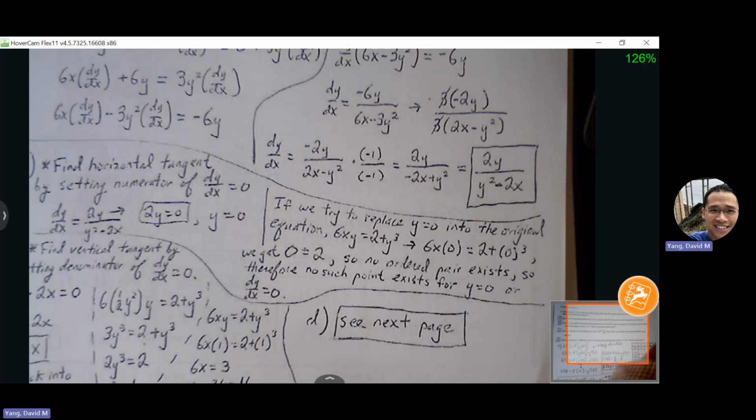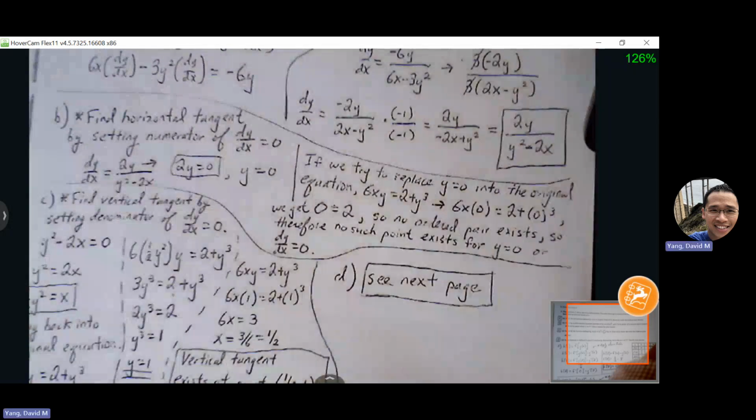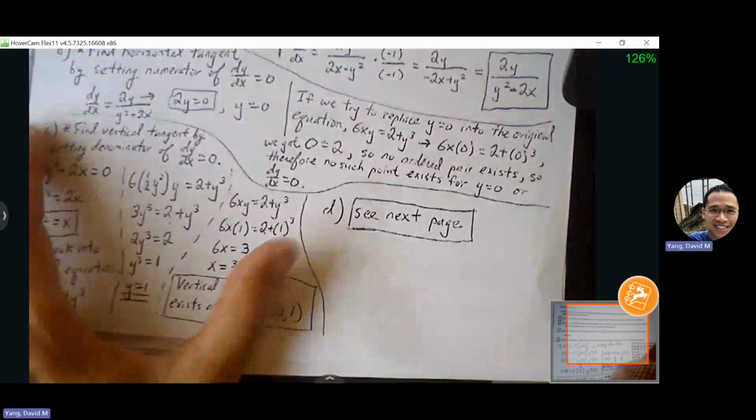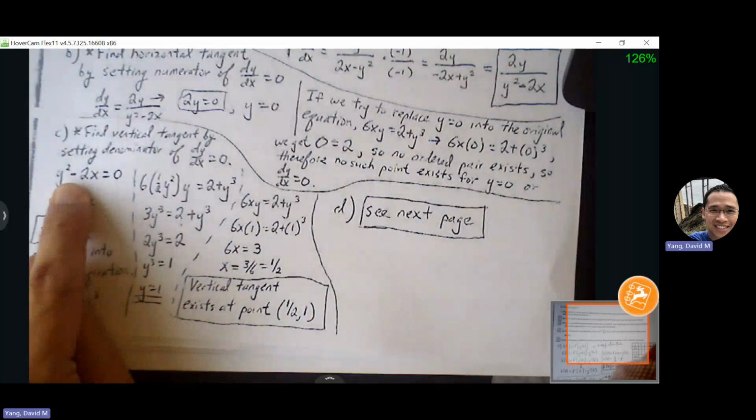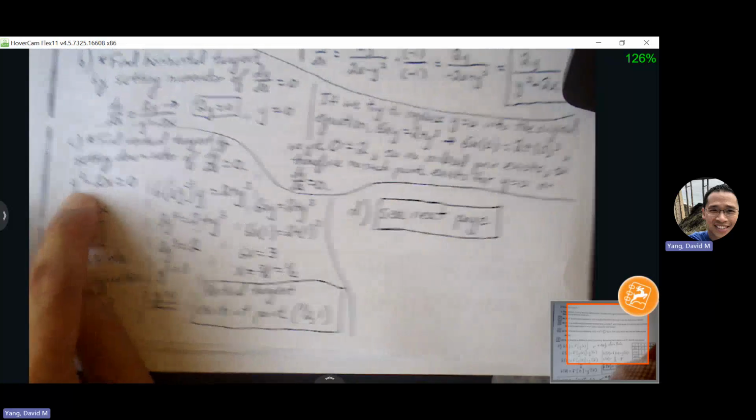Whenever you're doing this, you always want to check it back into the original. The derivative will tell you where to look, but we always have to confirm that that behavior is actually true on the original graph. Okay, so part B is inconclusive, and then part C, vertical tangent, we're going to set the denominator equal to 0. So y squared minus 2x equals 0.